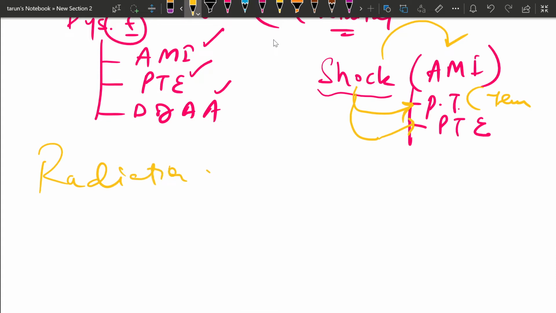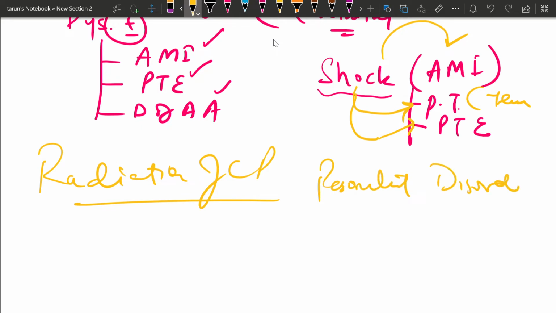And we also note down what is the radiation of the chest pain. Radiation of the chest pain, you have to note it down. And any personality disorders, to rule out cardiac neurosis.